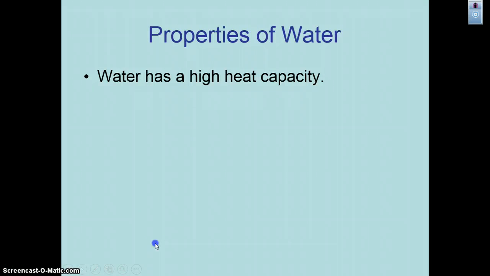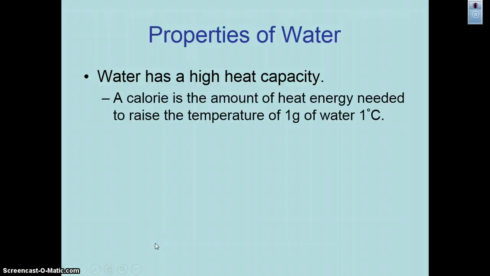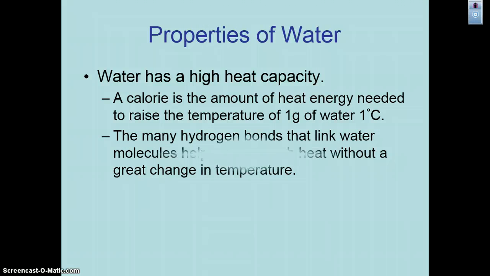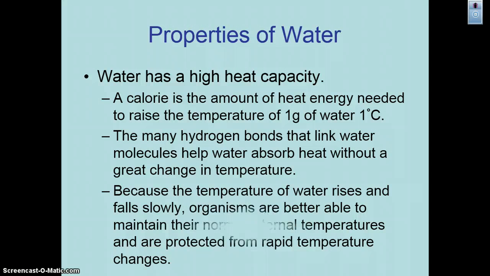Water also has a very high heat capacity, and remember by definition that a calorie is the amount of heat energy needed to raise the temperature of 1 gram of water 1 degree Celsius. The hydrogen bonds that hold the water molecules together absorb heat, and that allows the water to absorb the heat and not really change in temperature right off.